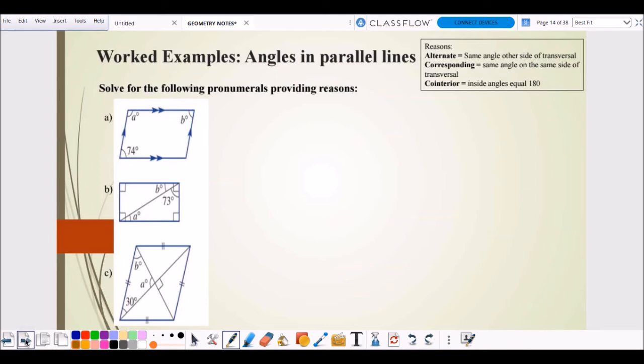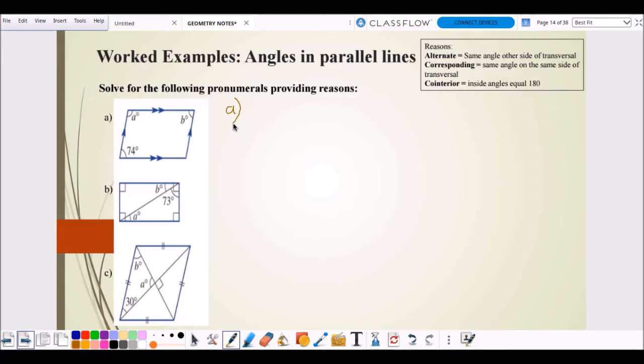Alright, let's just do examples so we can get a hang of what this is. And then I think I might stop here so you guys can start doing some work. Right, so let's solve the values of these angles and then we need to provide reasons as to why they are whatever the angles are. Okay? So let's look at angle A.